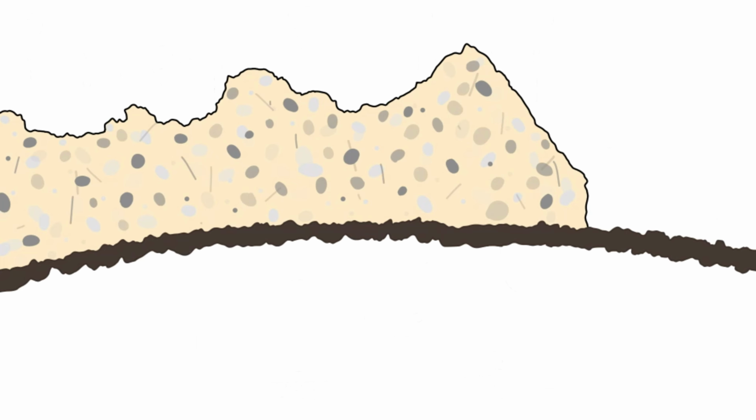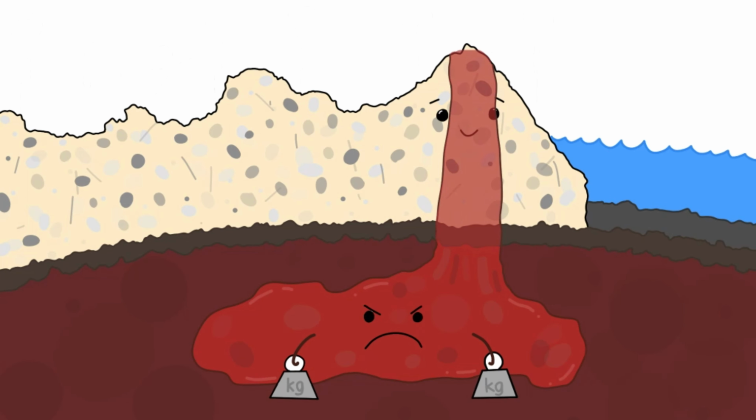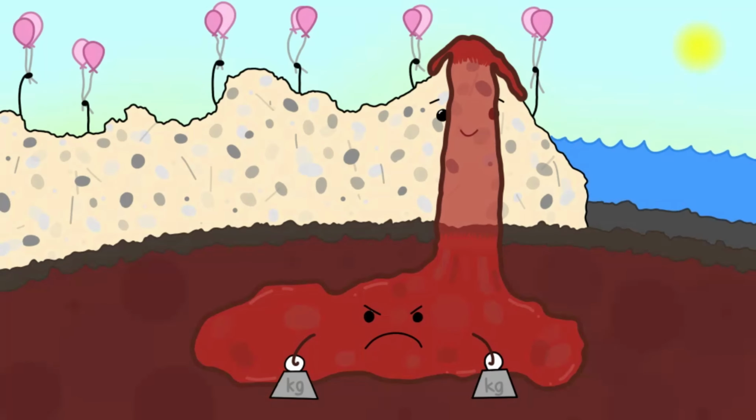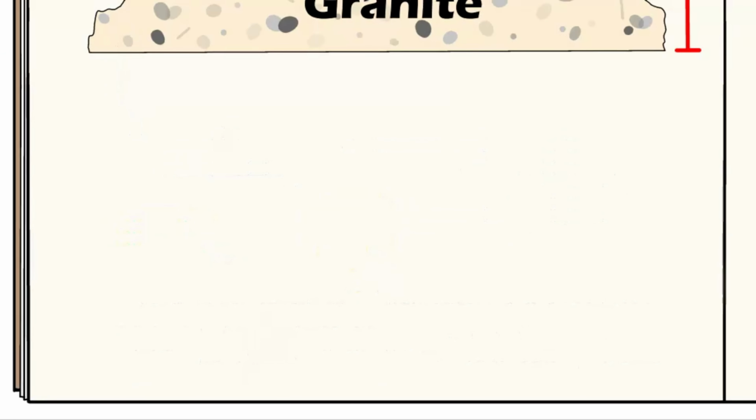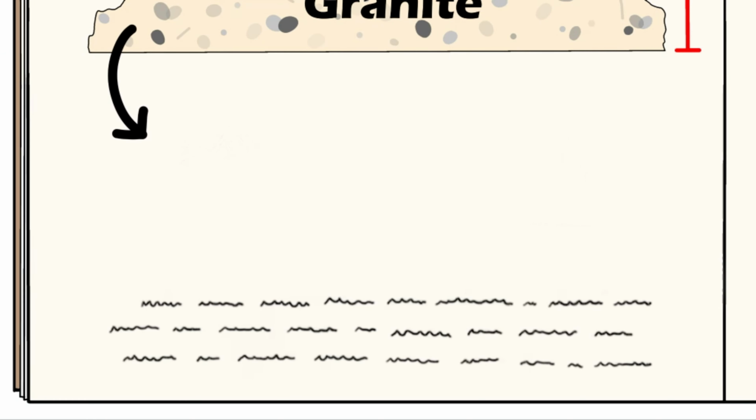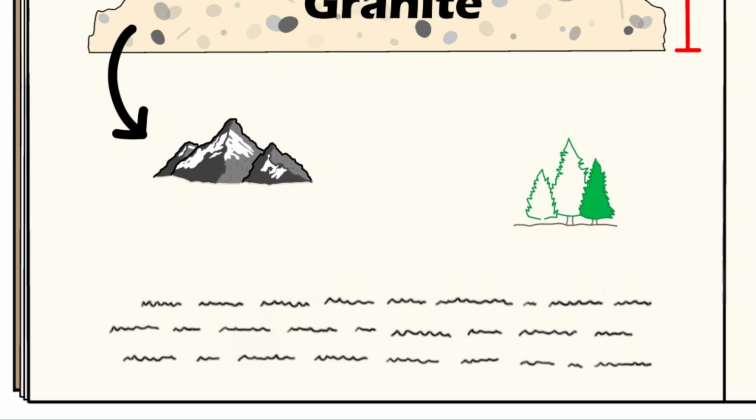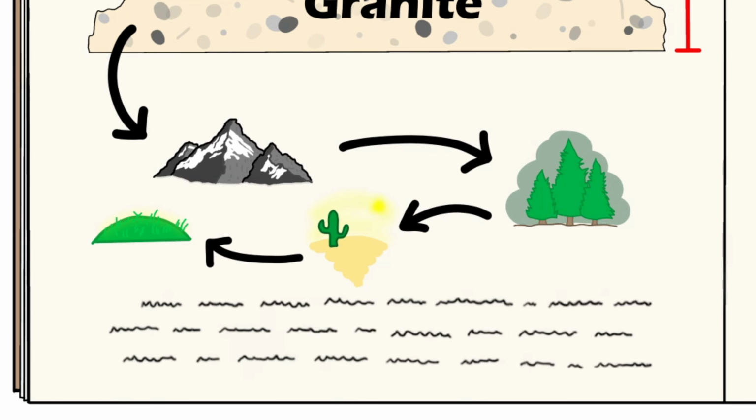Granite forms from magma deep inside the Earth. Even though magma is heavy, as it slowly rises and cools, it solidifies into lighter rock instead of erupting. This thick, light crust forms mountains, forests, deserts, and plains. And some rocks here are billions of years old, which gives our continents their long history.